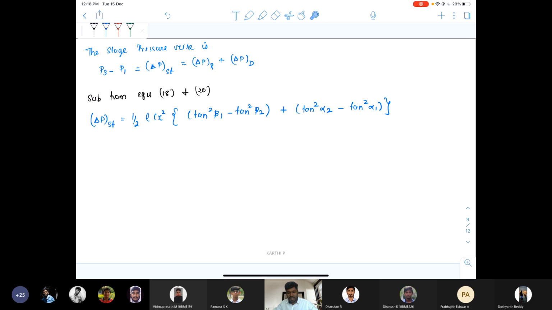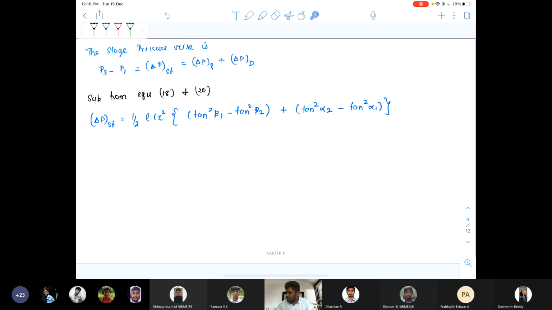Now, if we expand this equation, we will be just considering a square minus b square is equal to a plus b into a minus b. We will be considering that expression in order to expand this equation.